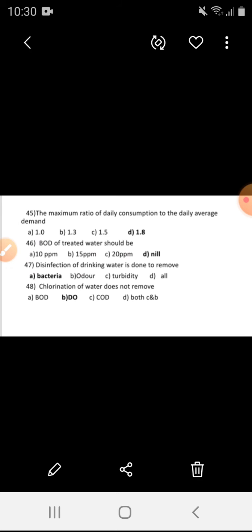47. Disinfection of drinking water is done to remove: option A, bacteria; option B, odor; option C, turbidity; option D, all. The correct answer is A, bacteria. 48. Chlorination of water does not remove: option A, BOD; option B, DO; option C, COD; option D, both C and B. The correct answer is B, DO.